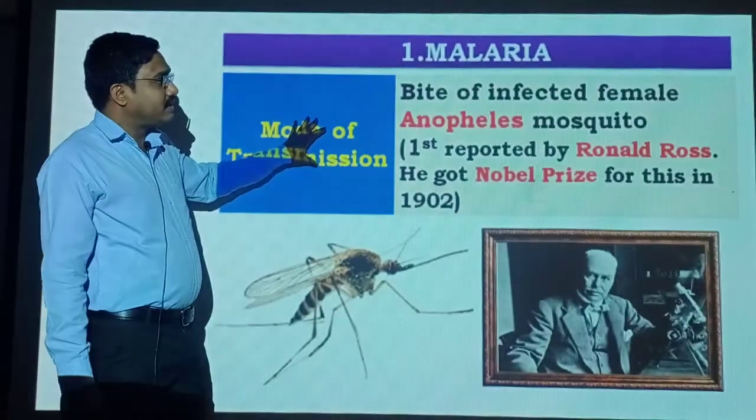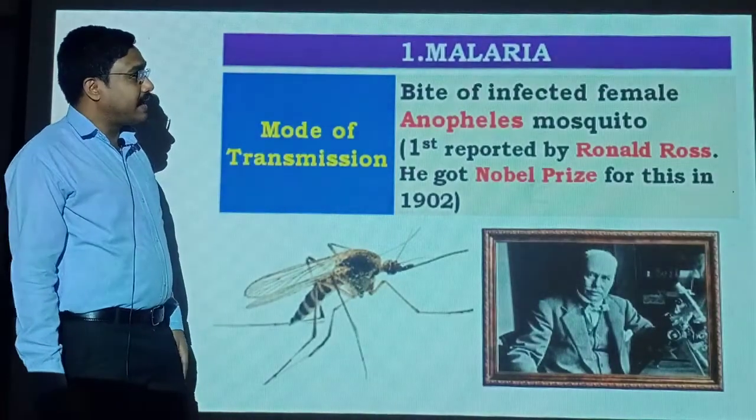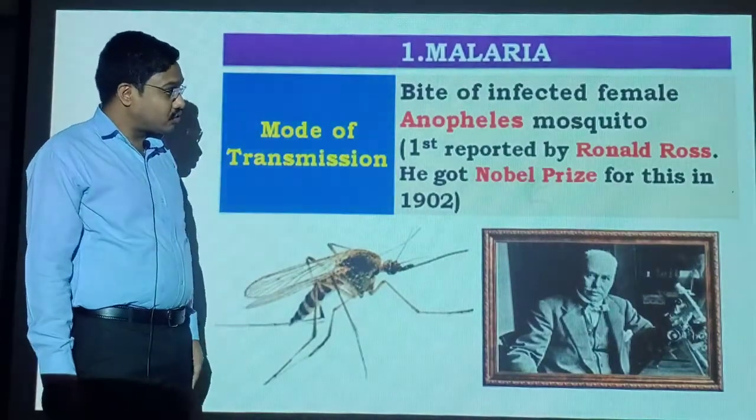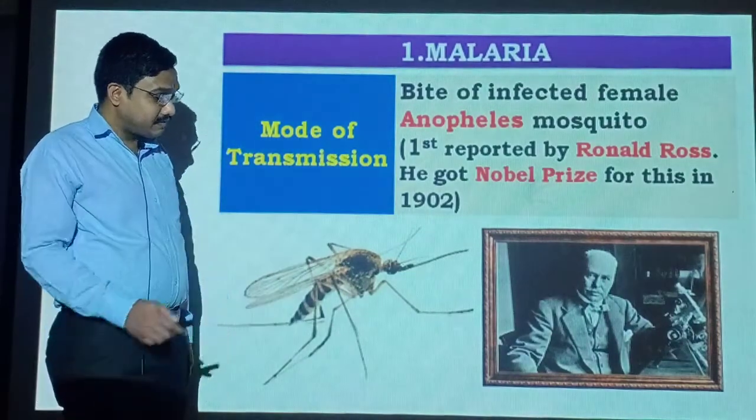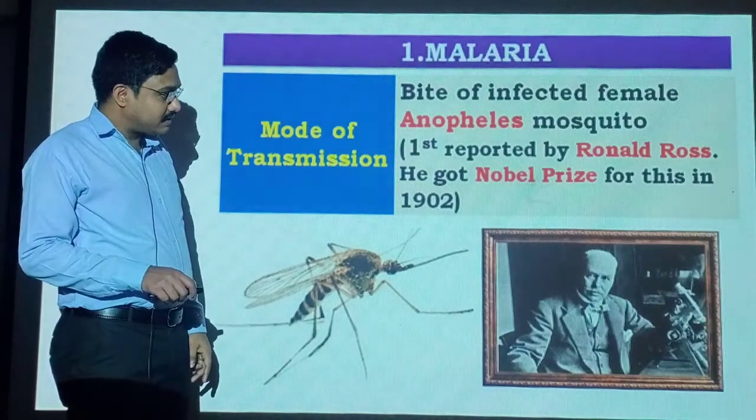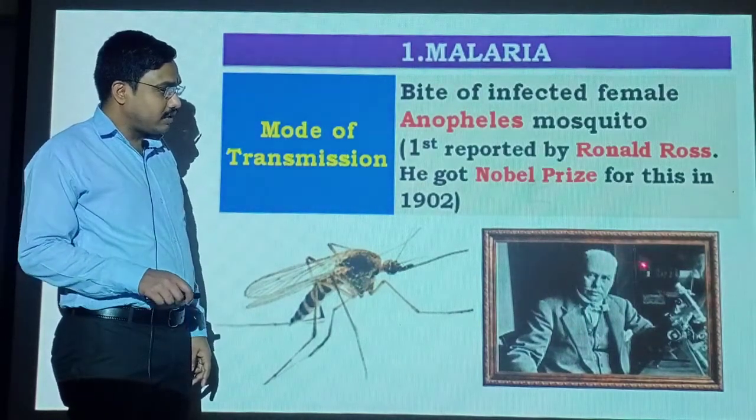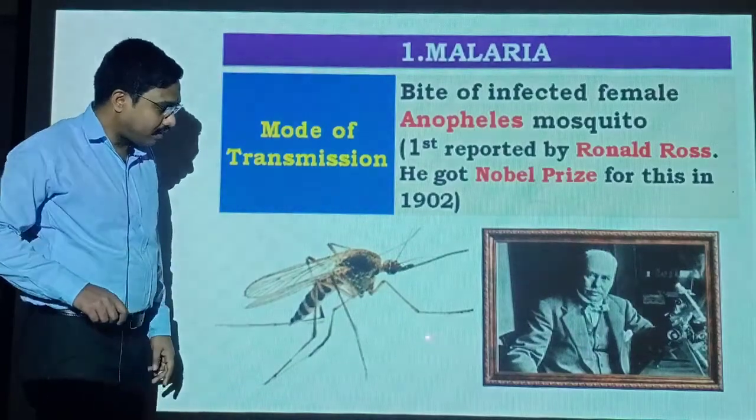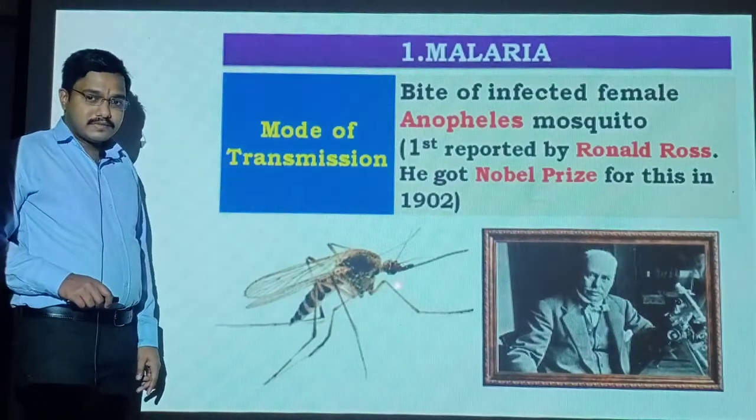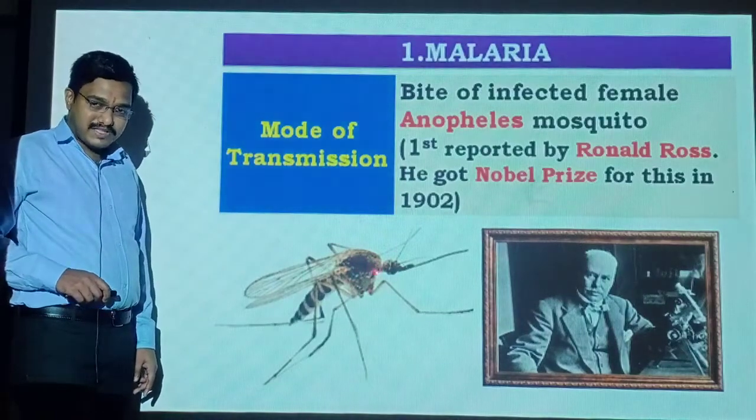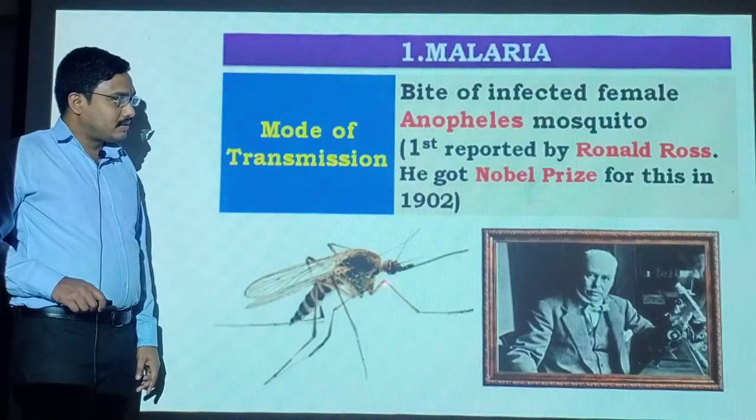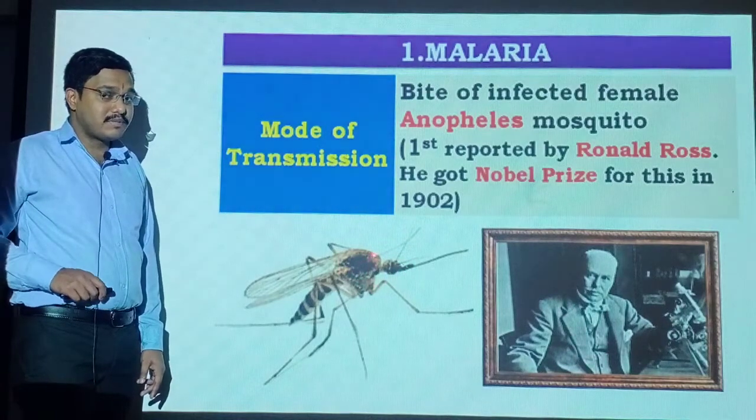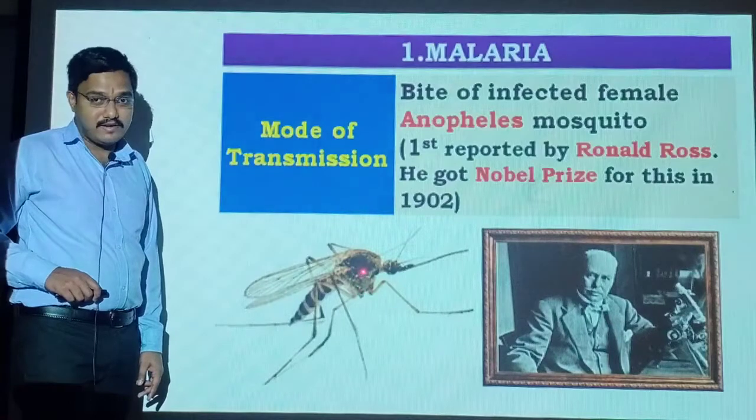Mode of transmission is by bite of infected female Anopheles mosquito. This was first reported by Ronald Ross. He got the Nobel Prize for this in 1902. He is Ronald Ross. He got the Nobel Prize for first reporting that the female Anopheles mosquito is responsible for the spread of malaria.